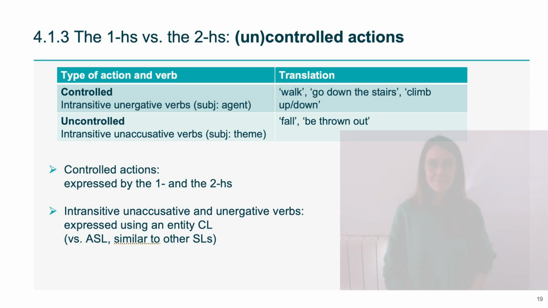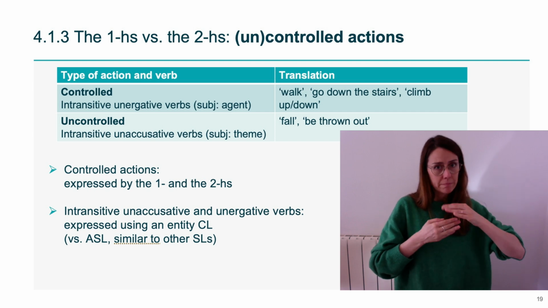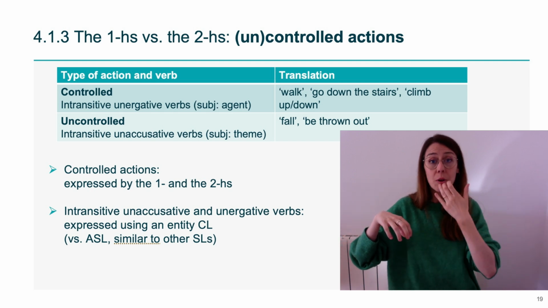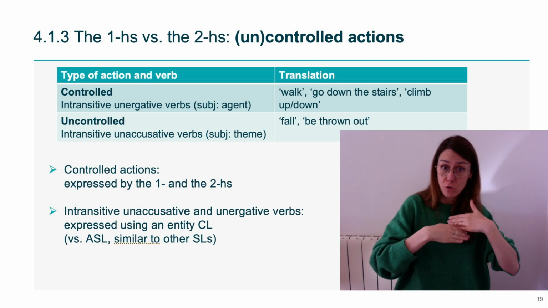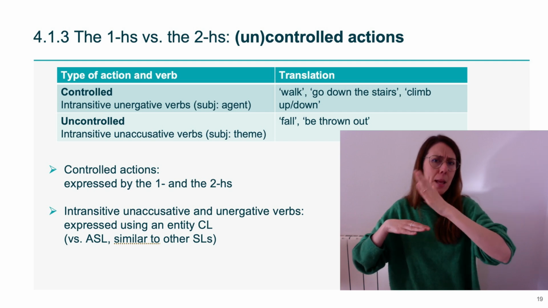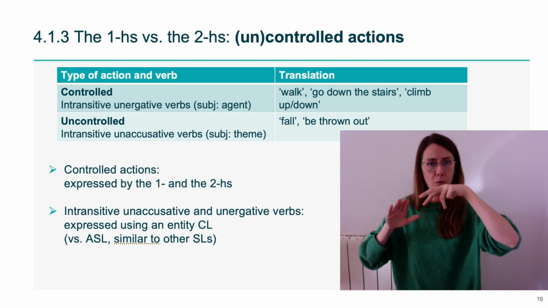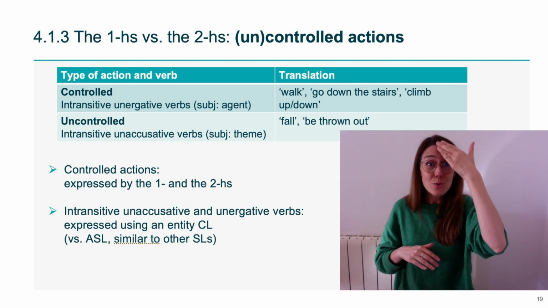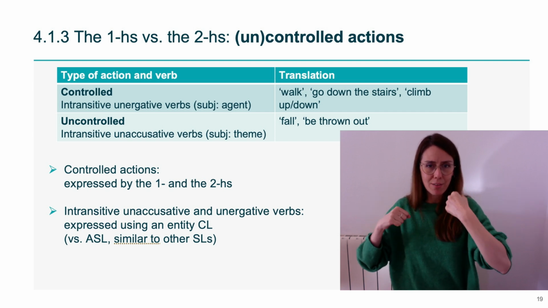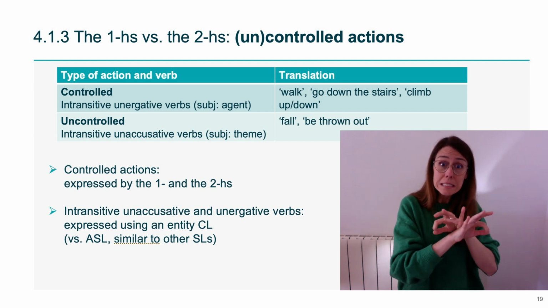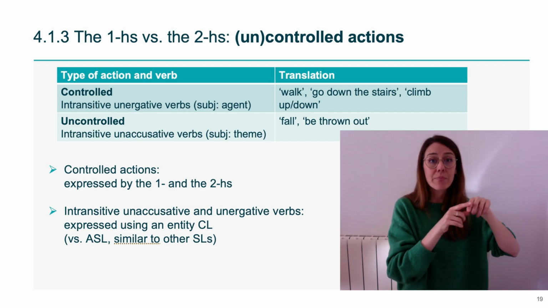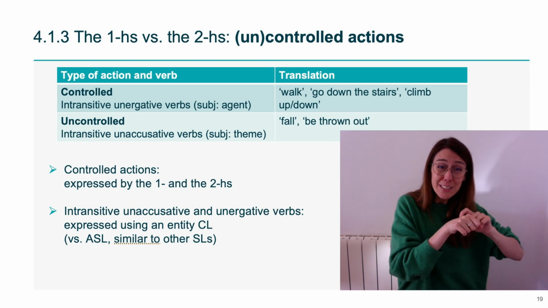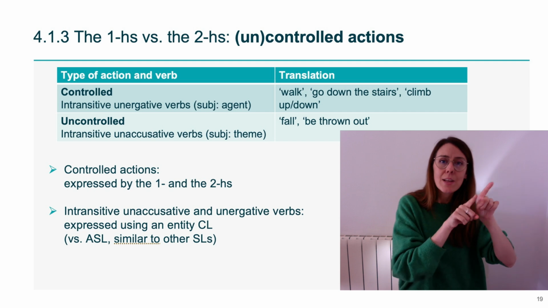So in order to better understand the data that we just presented, it's important to point out that the type of actions and verbs present in the data annotated was limited, but we could still divide them between controlled and uncontrolled actions. And importantly, in the controlled actions, we had only intransitive and ergative verbs. So verbs that take only one argument, which is the subject, and which correspond to the agent.